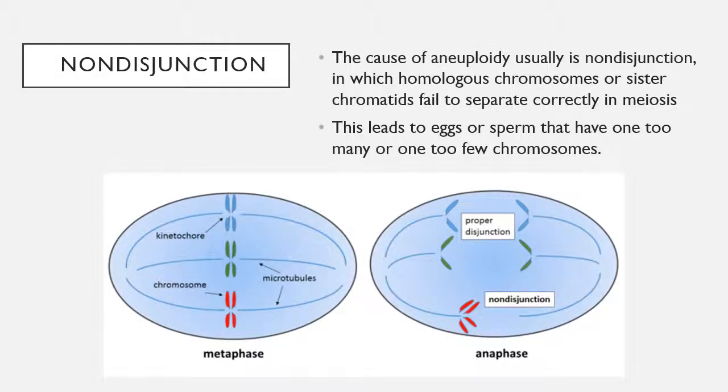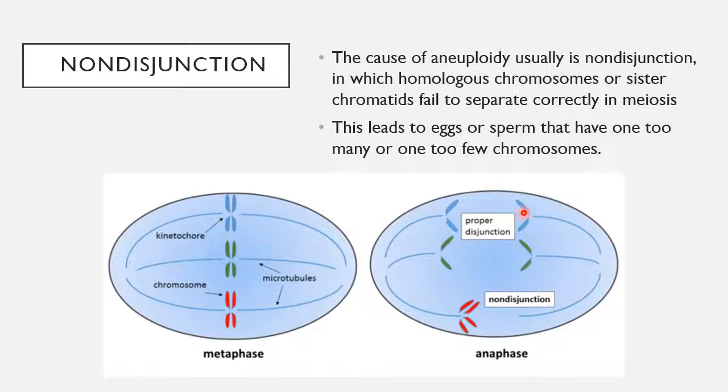Now, the cause of aneuploidy is usually non-disjunction, in which the 2 chromosomes or sister chromatids fail to separate correctly in meiosis. Normally, if you remember in meiosis, and this occurs twice, meiosis 1 and meiosis 2, the chromosomes line up at the center plate, and then they should separate, getting one sister chromatid over here and one sister chromatid over here.